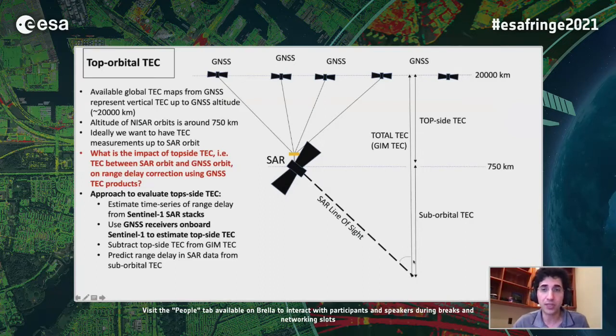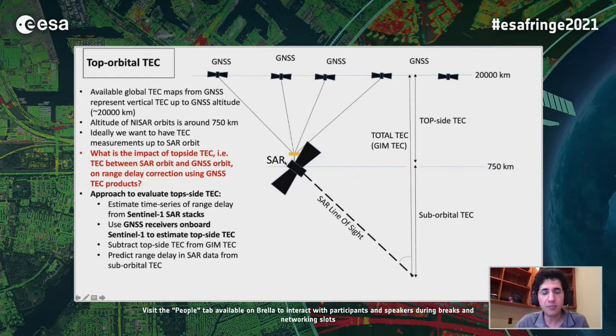We have receivers on the ground, and GNSS satellites are at altitudes around 20,000 kilometers. But our SAR sensors actually are at orbits around 700, 800 kilometers. That's the case for Sentinel-1, and that's the case for NISAR as well. So what we are getting is the total TEC from the ground all the way to 20,000 kilometers roughly. But what we really need is up to 750, 800 kilometers. So we really need to remove this part, which we call the topside TEC or above-orbit TEC. We don't need that. That doesn't affect the SAR data.